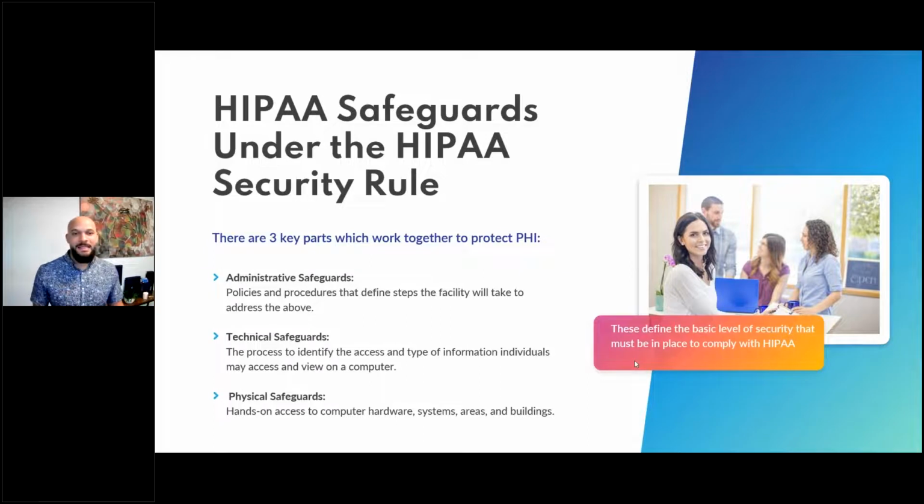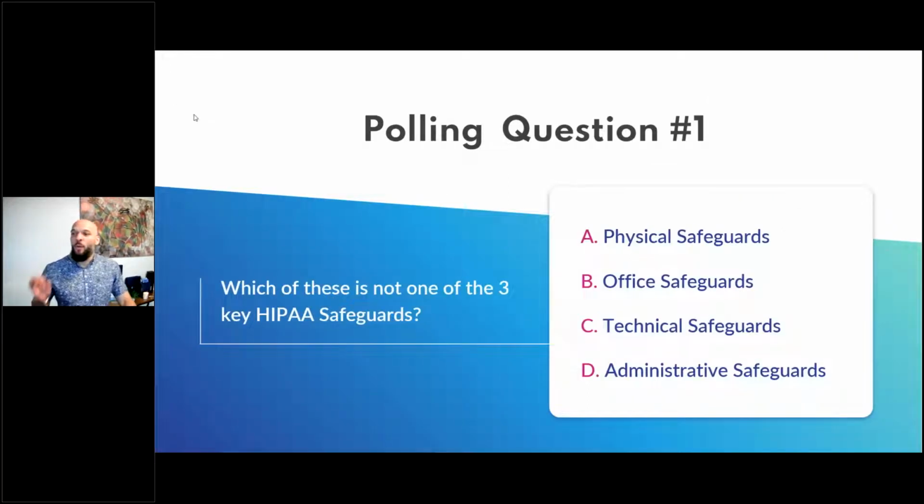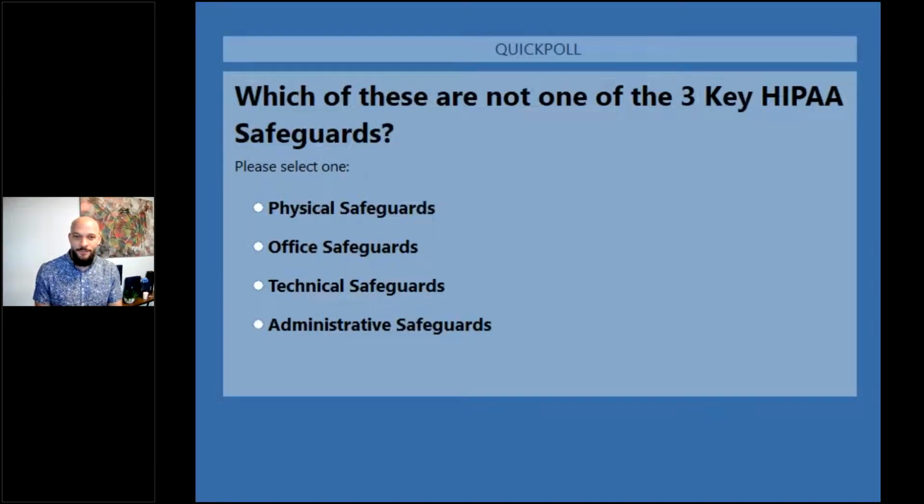So this combination of things is what's really going to help us make sure that we're running a safe and secure practice. So with a couple of the basics out of the way, it's time for our first polling question. This is what we need to do to make sure you guys get your CE credit. So let me ask you a question. Which of these is not one of the 3 key HIPAA safeguards? A, physical. B, office. C, technical. And D, administrative.